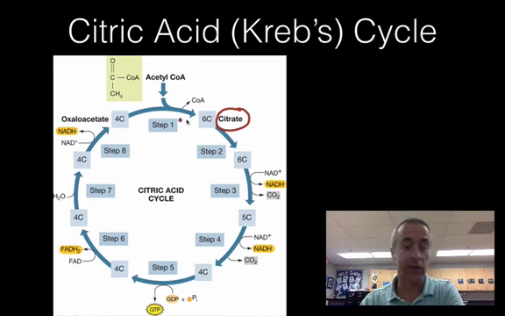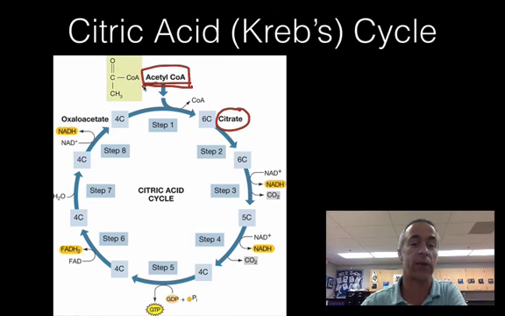Now, on the surface, this looks like a very complex process, and it is. This is kind of an entire semester of biochemistry just summed up in this one diagram. But there's really only certain things that we are concerned with here. So remember, we started with 2 pyruvate molecules, and that became 2 acetyl-CoA molecules. So this whole thing is happening twice for every molecule of glucose.